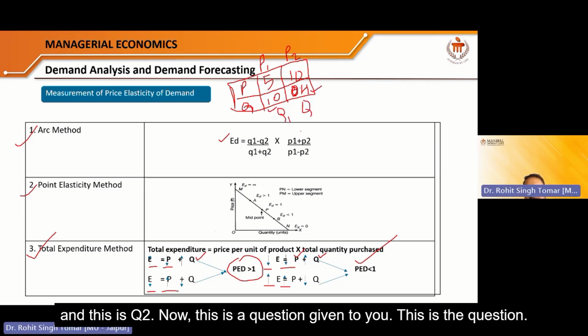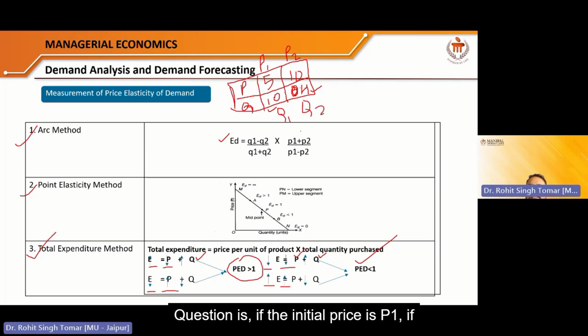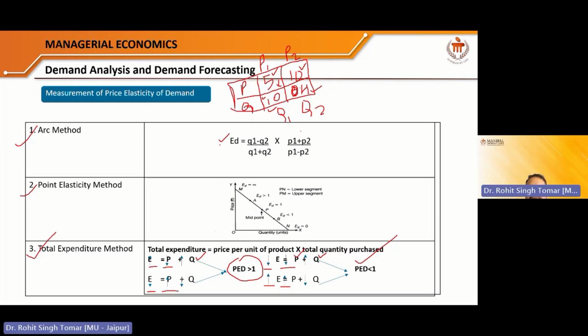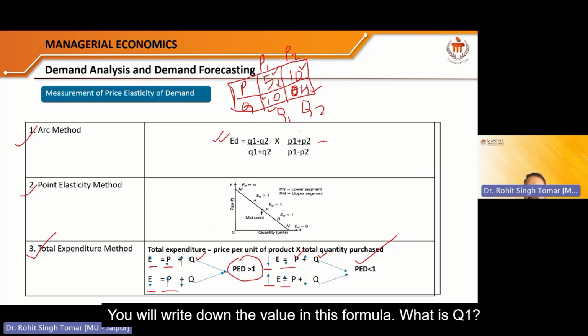Now this is a question given to you. The question is, if the initial price is P1, and it increases to P2, that is 10, and the initial quantity is 10 when the price was 5, and then when the price was 10, the quantity is 4. If these things are given to you, find out the price elasticity. Which formula will you use? You will use this formula. You will write down the values in this formula.